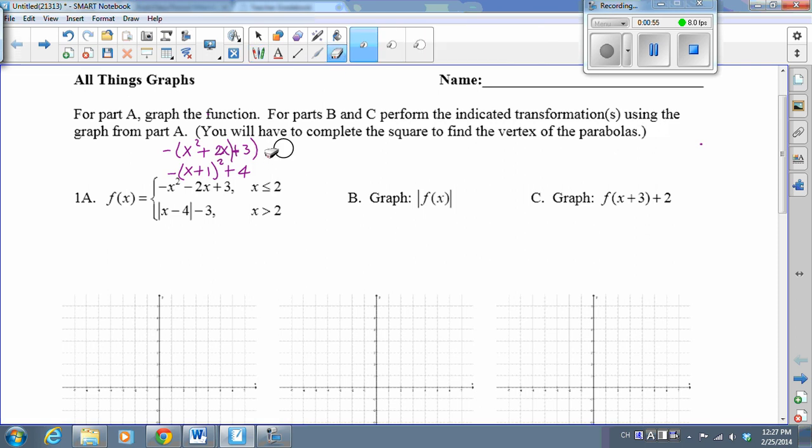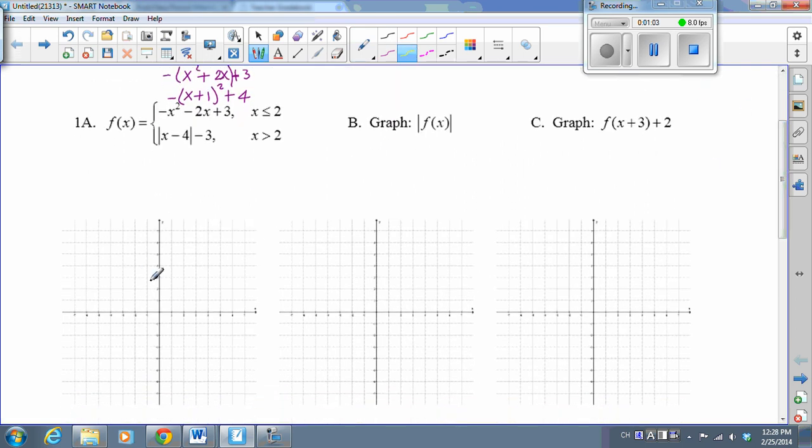It's up to you how you want to complete the square. But this is the final product. From here, what I would do is, I know that my vertex is at the point negative 1, 4. So at negative 1, 4, I have a vertex. I'll put a point there.